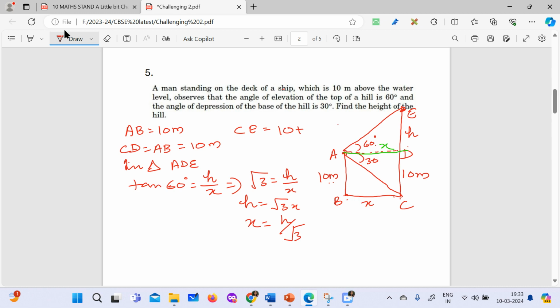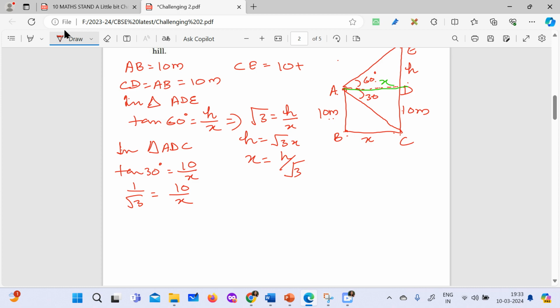Now consider triangle ADC. Now we will take this one. In triangle ADC, tan 30 degree, that is our angle of depression, equals opposite upon adjacent, that will be 10 over x, and tan 30 is nothing but 1 over root 3, which will give you 10 over x. Hence we have here x equals 10 root 3.